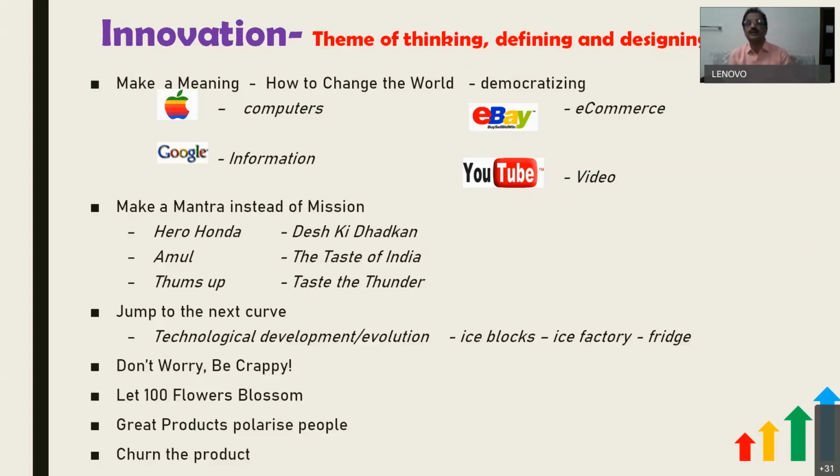Take the example of ice blocks. When ice blocks were there somewhere in Europe, people used to go all the way to get them. Then people innovated ice factories where ice was made. But remember, the people who innovated ice factories are not the people who owned ice blocks. Similarly, the people who innovated refrigerators are not the people who owned ice factories. Now, with refrigerators available, we have ice available at every home. That is technological development.